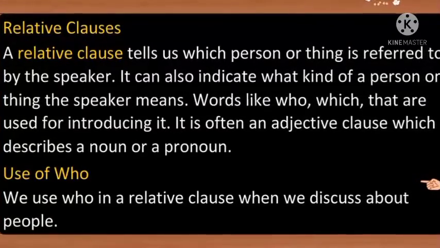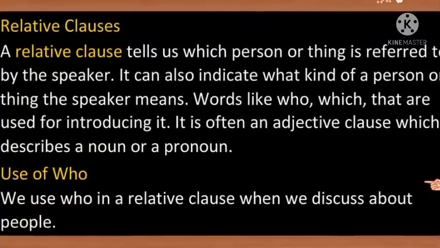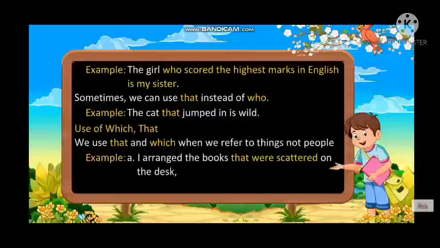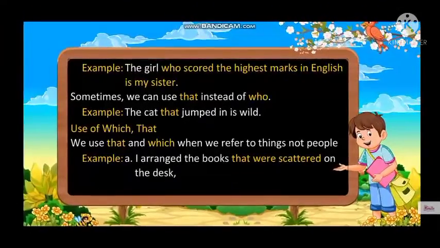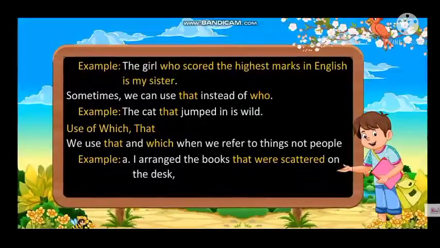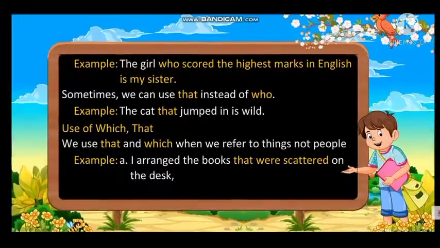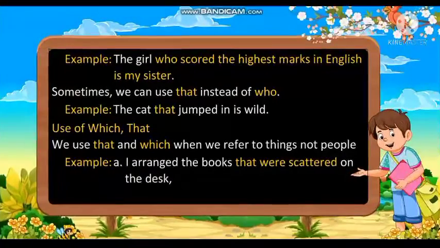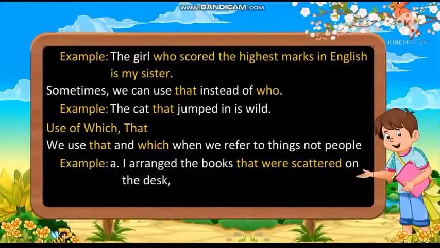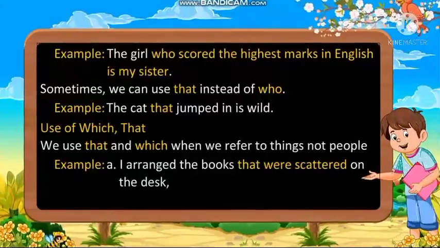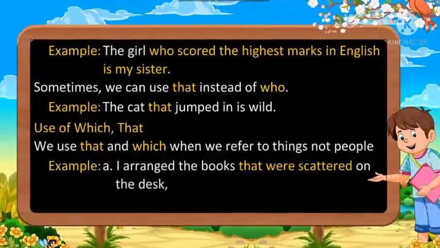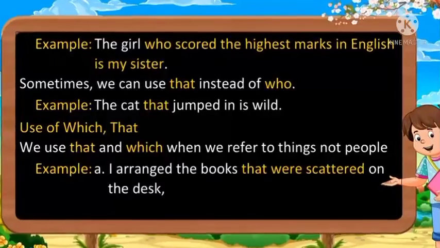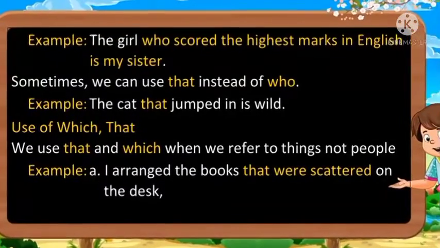Now the use of who. We use who in a relative clause when we talk about people. Now see the next example. The girl who scored the highest marks in English is my sister. Sometimes we can use that instead of who. Example, the cat that jumped in is wild. Use of which and that. We use that and which when we refer to things, not people. Example, I arranged the books that were scattered on the desk.